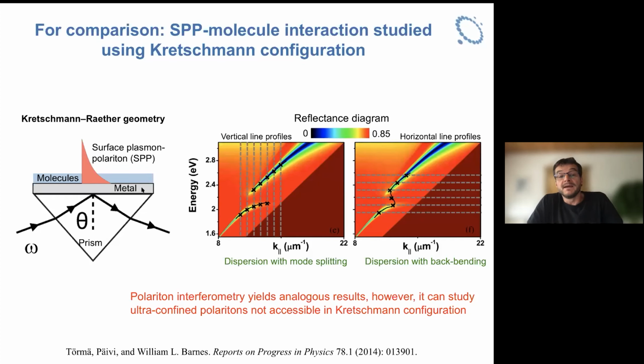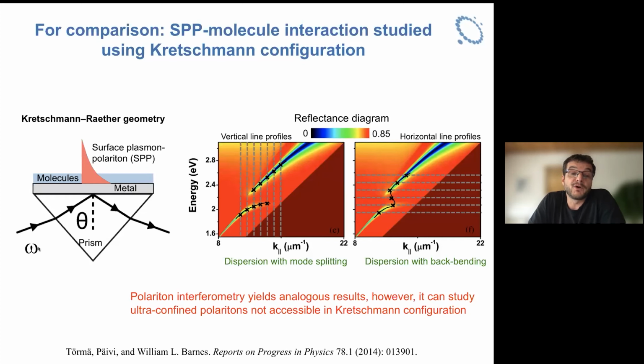And these metal surface plasmon polaritons, they don't have that high momenta. And for that reason, they can be excited in this Kretschmann-Raether configuration, where a laser beam is passed through a prism, and through total internal reflection, these surface polaritons are excited. So a tip is in this case not needed.